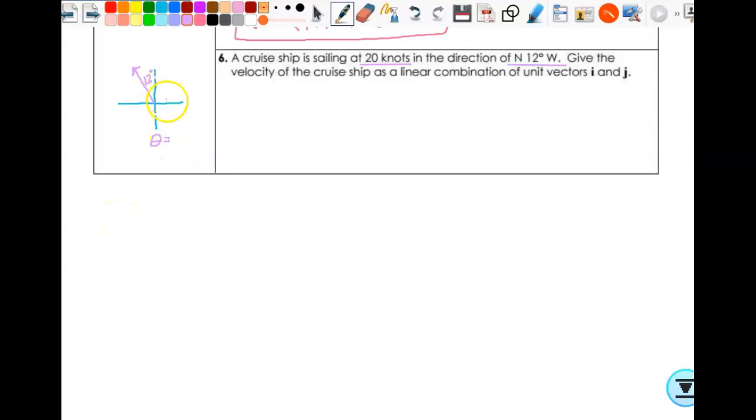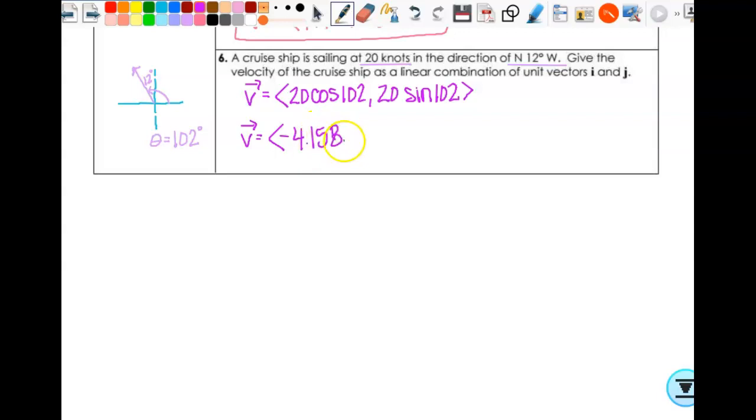No, that would give me that true bearing if I subtracted it from 360. What I want is starting from here. So I would just add 90, right? Because I'm trying to get theta. So now that I have that, 20 times the cosine of 102, 20 times the sine of 102. So that gives me negative 4.158 and a positive 19.563.